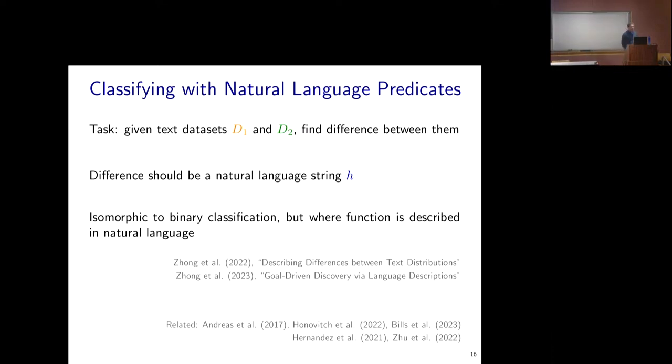The task is, given two text datasets, D1 and D2, we want to find the difference between them. But the difference should be specified by a natural language string H. So this is basically binary classification, but where the classifier has to be stated in natural language rather than as a neural net. Why would you want this? If you just care about classification accuracy, you should probably use a neural net. But the neural net is a black box and we don't understand what's going on. If we have a natural language string, we actually understand what the difference is.